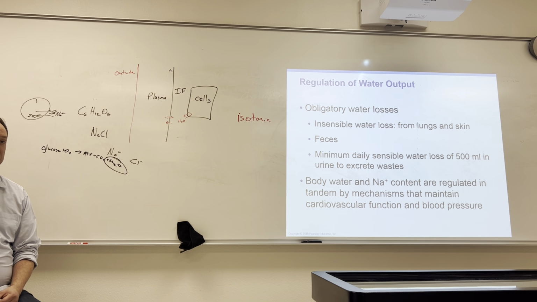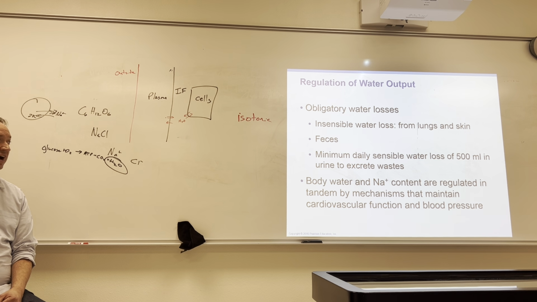You're going to lose water without a choice. Obligatory water loss. From the lungs and the skin, you have insensible loss. From feces, there's a minimum daily sensible loss that has to occur here. And in essence, what we're talking about in sensible loss is basically urine. 500 milliliters. If you're not producing 500 milliliters of urine a day, your kidneys aren't doing their job. Like in the hospital, when they're measuring someone's urine output, this is what they're looking for. There's a minimum amount of urine output that you need, and it's 500 milliliters a day. Otherwise, that fluid's not going where it needs to go, and it's staying inside you.